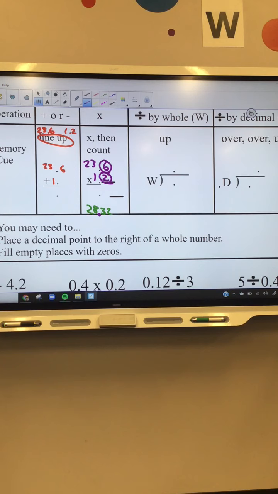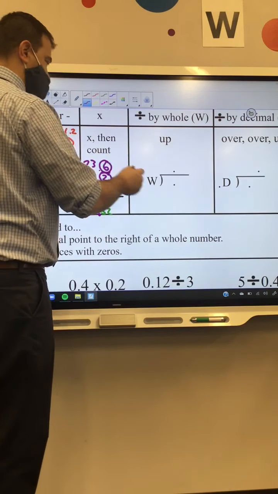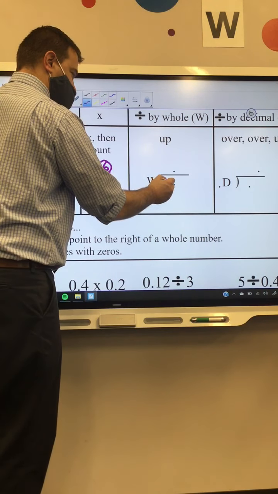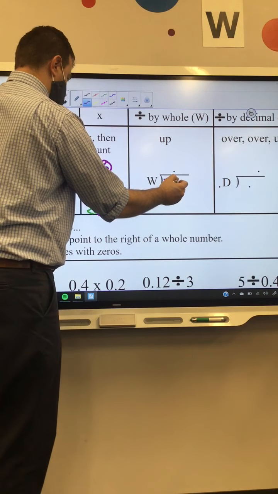All right. When we're taking decimals and we're dividing them, okay, what we want to do, if I've got, again, we'll use 23.6, I don't have much room in here, but 23.6.